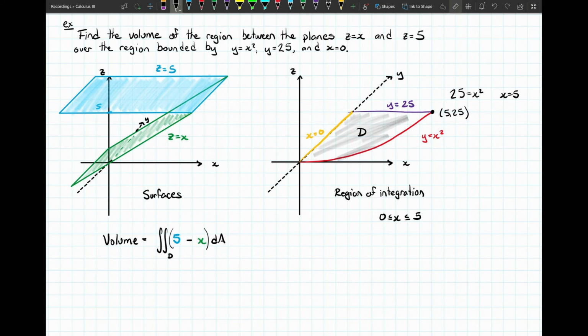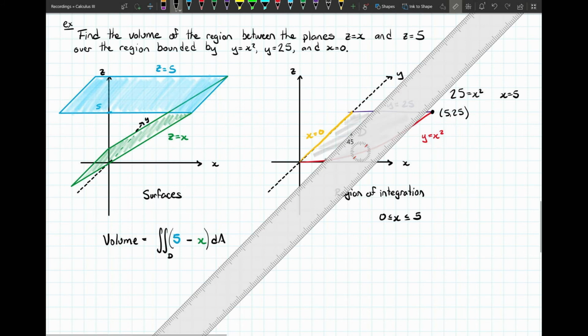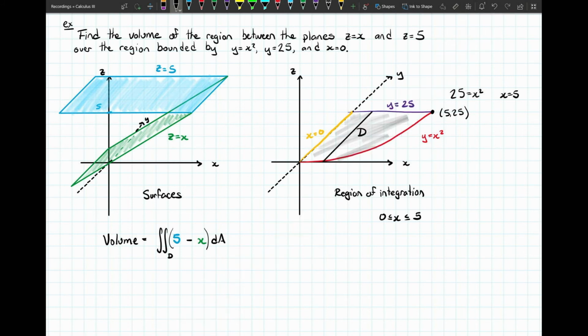At any given value of x in that region, our y values will always range from the red function up to the purple line. So our y values will be bounded below by x squared and bounded above by 25. In this case, 25 is a constant because that y value is the same for any given value of x from 0 to 5. This allows us to finally set up that iterated integral. We are going to evaluate the definite integral of 5 minus x from y equals x squared up to y equals 25 first. That'll give us an expression just involving x's, and then we'll look at the definite integral from x equals 0 to x equals 5.